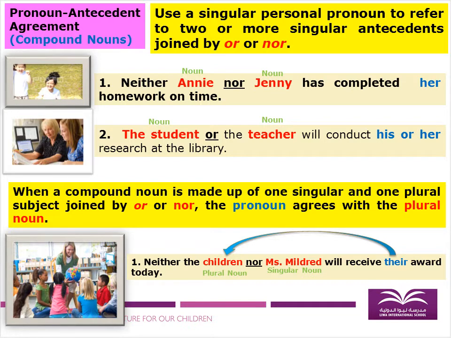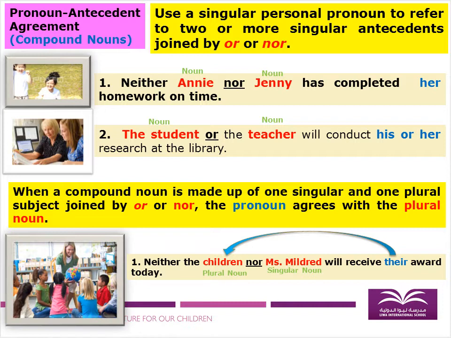Neither Annie nor Jenny. Annie, Jenny, noun and noun. Annie is a noun, Jenny is a noun, has completed her homework on time. Now, my pronoun here is her. Why? Because Jenny is a girl and Annie is also a girl. Now, we have nor between them and we will just choose only one. So, her is our pronoun.